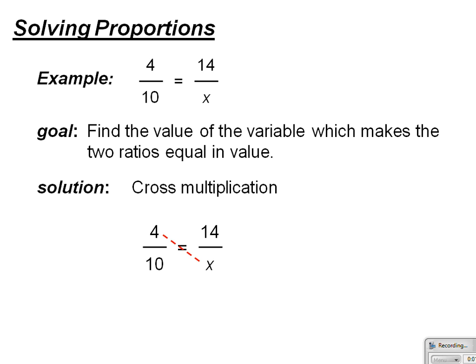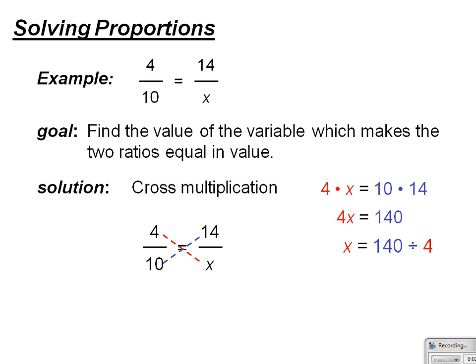Our solution is we use a process called cross multiplication, where we multiply the first fraction's numerator with the second fraction's denominator, and the first fraction's denominator with the second fraction's numerator, and set these two products equal to each other. So, 4 times x equals 10 times 14, or 4x equals 140.